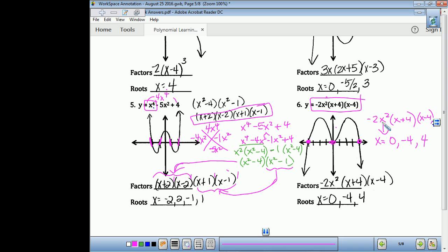Now, because this is squared, at the 0, it's going to bounce. At the negative 4, it's going to pass because it's to the first power. At the positive 4, it's going to pass because it's through the first power. Do you see how it passes, bounces, passes? We're only looking at what's happening at the x-intercept for this bounce and pass.